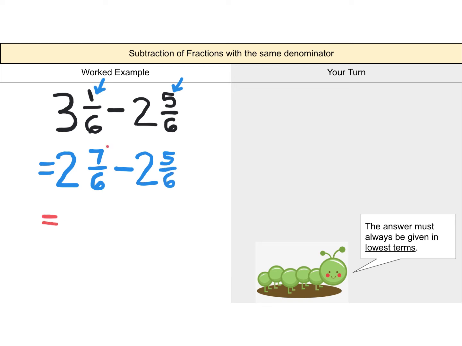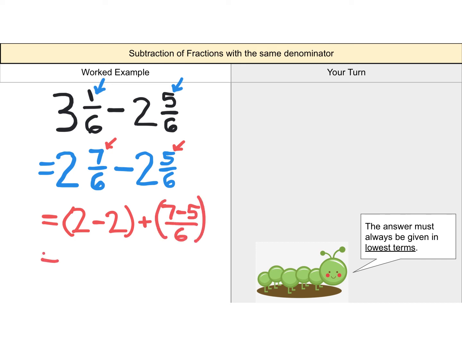Now that I have a number that's greater on the left to subtract from, now I can just subtract the 2 minus 2, the whole numbers, and subtract the two proper fractions. So that's going to leave me with 0 plus 2/6. And if I reduce that, the final answer is going to be 1/3.